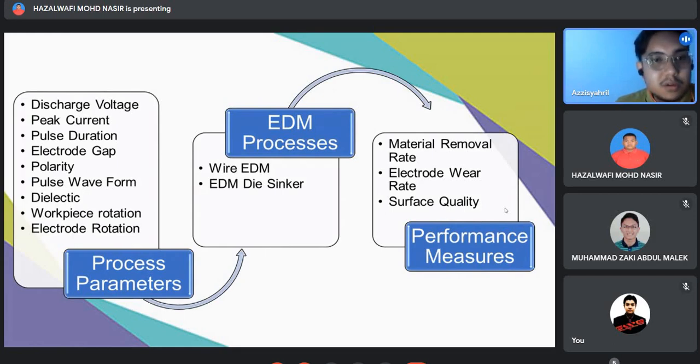First, on process parameter, we have discharge voltage, peak current, pulse duration, electrode gap, polarity, pulse waveform, dielectric, workpiece rotation, and electrode rotation. All of these are parameters under the EDM process, two of them, like Azawafi said before, wire EDM and EDM die sinker. These parameters will affect the performance of material removal rate, electrode wear rate, and surface quality.